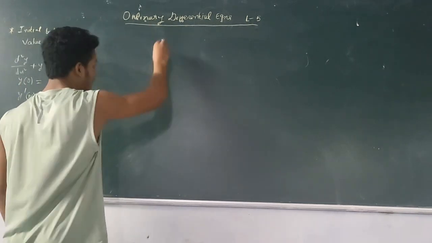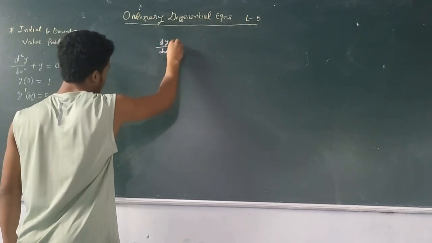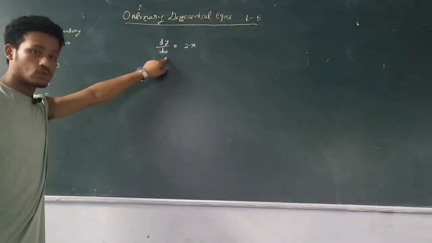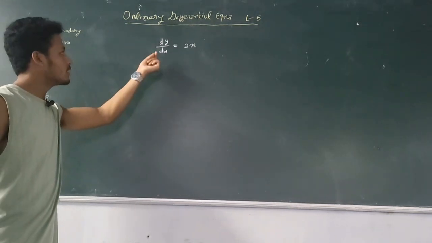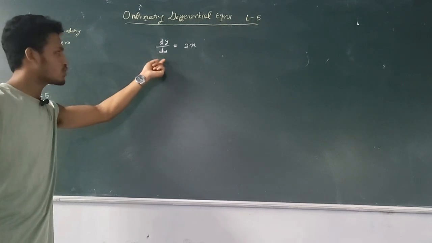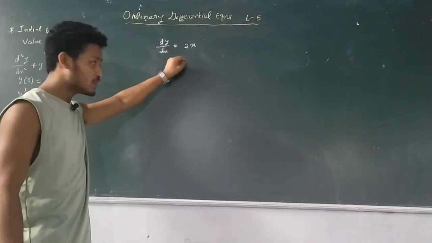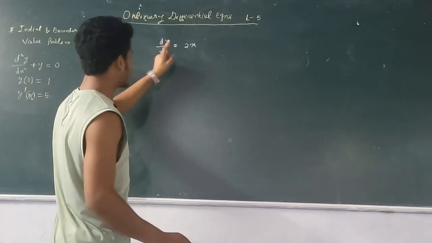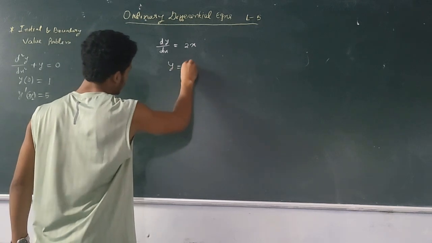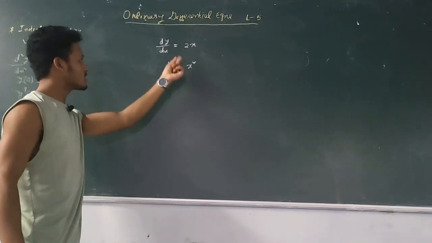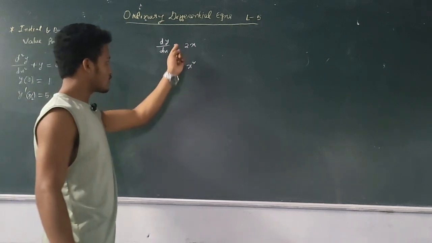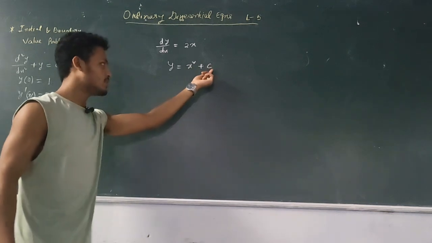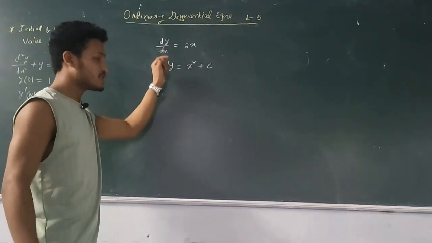Let us consider this differential equation: dy by dx is equal to twice x. We found in lecture number 4 the general solution of this differential equation. We need a function whose derivative is twice x. A function is y is equal to x squared. The derivative of this function is twice x. So it is a solution of this differential equation, and whenever you add an arbitrary constant there, it is the general solution of this differential equation.